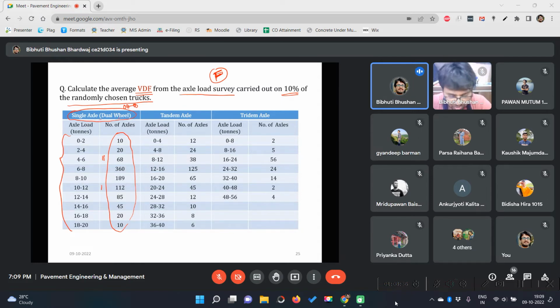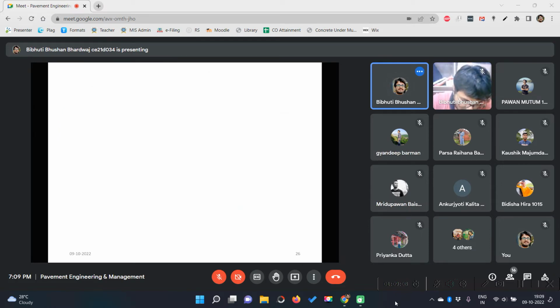For tandem axle, it will be dual wheel anyway. So for tandem axle also, you have found out these values, this many axles which fall in this category. For tridem axle also, like this. Alright, so you need to find out the VDF. What we have to do is first convert this into EALF. So what is EALF? EALF is called equivalent axle load factor.